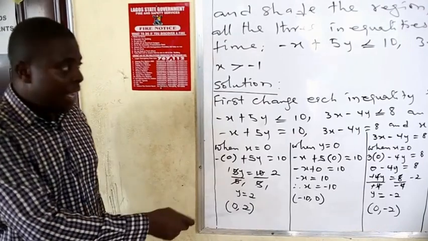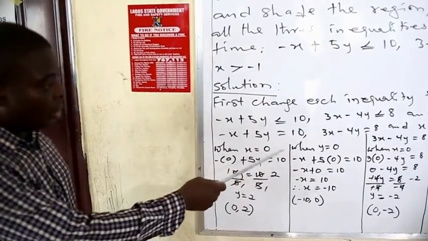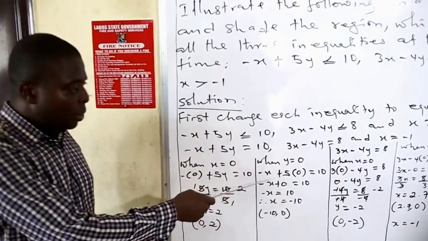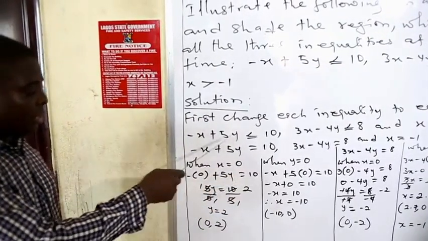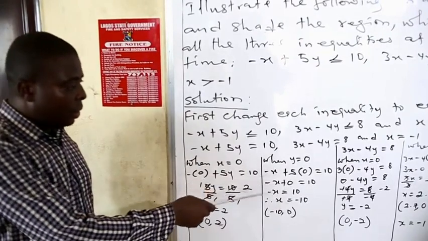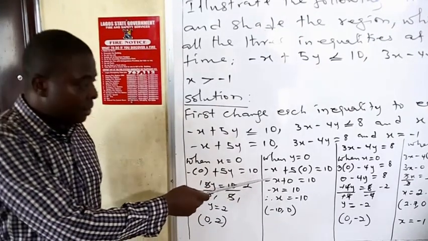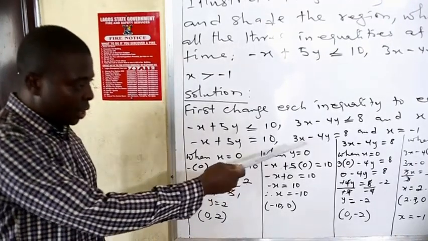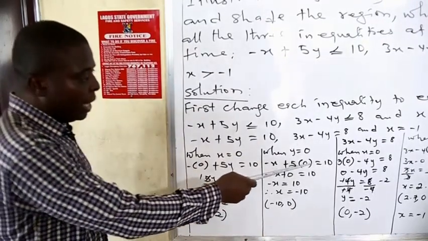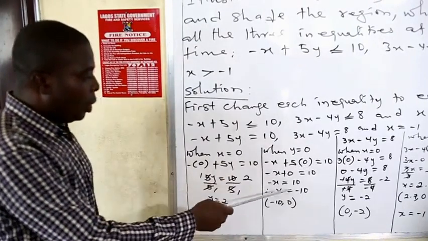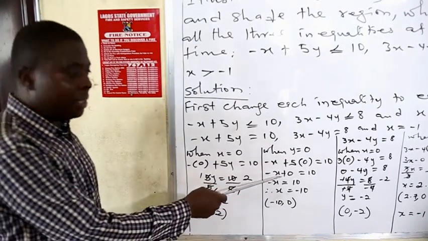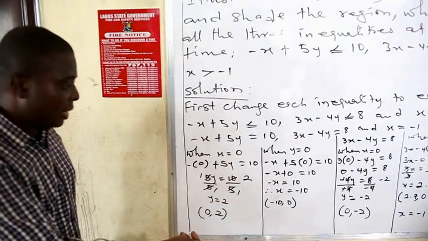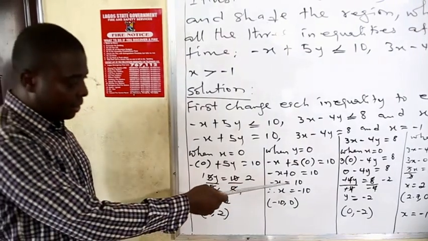Then we also do the same thing when y is equal to 0. So wherever we have y in the same equation, we put 0. So this one gives us minus x plus 5, bracket opens, 0, which replaces y, bracket closes, is equal to 10. So this gives us minus x plus 0 is equal to 10. If we collect like terms, we are still going to arrive at this.